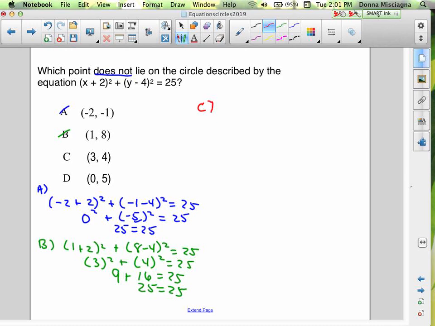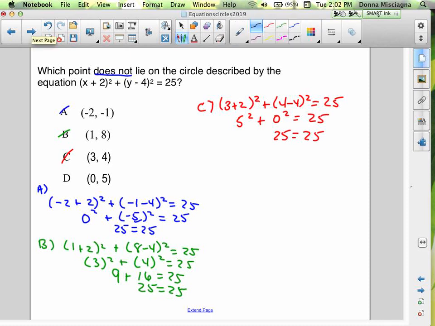All right, so we have (3 + 2)² + (4 - 4)² = 25. So that would be 5² + 0² = 25. 5 squared is 25. So that one checks out. This is our last chance.